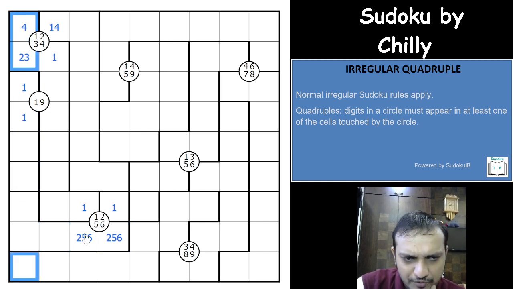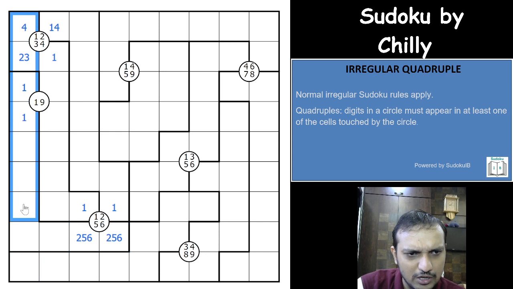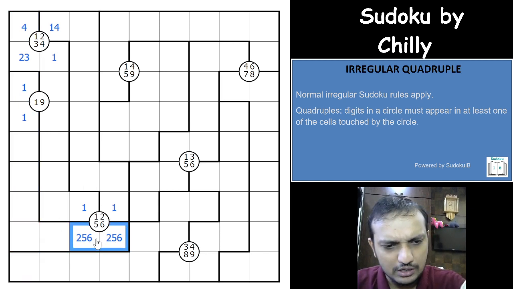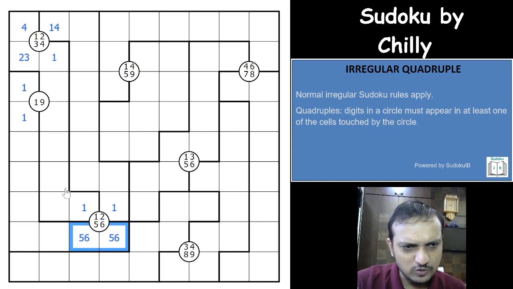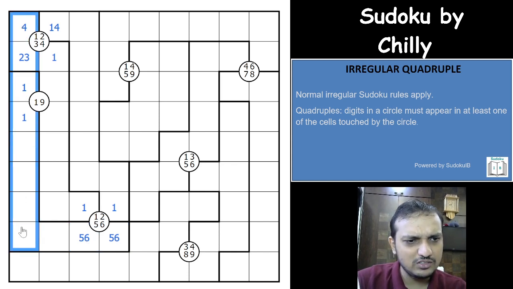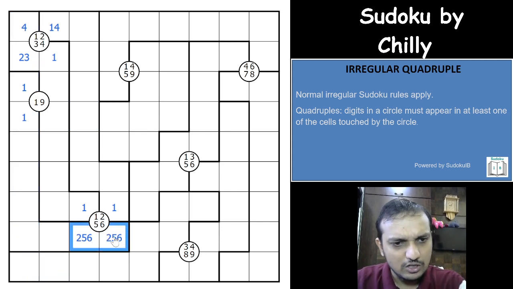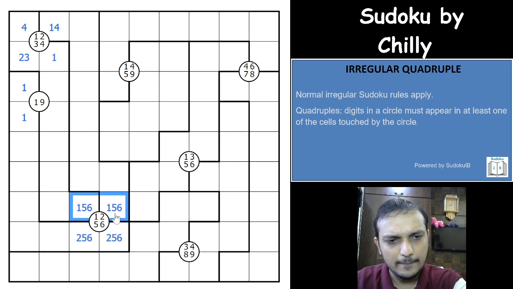Both 5 and 6 cannot be here because this column cannot have both 5 and 6. Let me show you that. If I don't have 2 here and if I have a 5 6 pair here, where can I have 5 and 6 in column 1? None of these cells can be 5 and 6 because they are just 1 2 3 4 in any order. So both 5 and 6 cannot be here, which means 2 would have to be in one of these two cells, right?